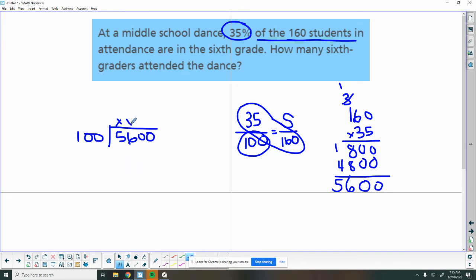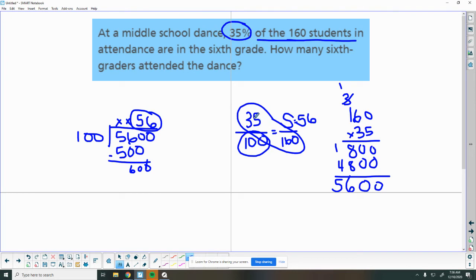It can't go into 56, but it can go into 565 times, which is 500 with 60 left over, and bringing down the 0 goes into 600 6 times. So only, oh, this sounds like a kind of a sad dance. Only 56 students went to the dance, but I bet they had a lot of fun.